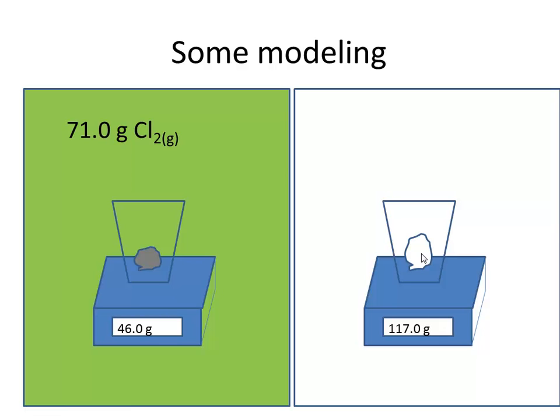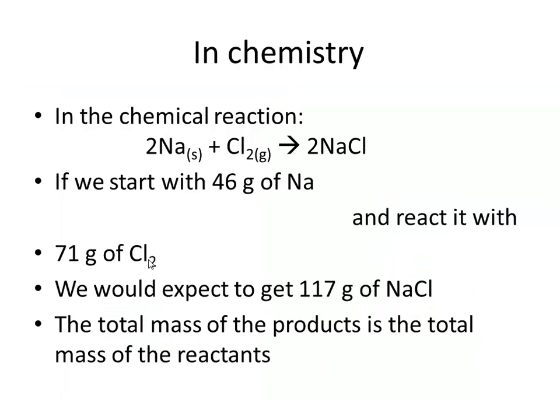Okay? Wait, what are we reacting with? The chlorine, this is 71 grams of chlorine gas. Chlorine gas is a greenish colored gas. Oh, we're putting gas in it? Yeah, so this chamber is full of gas, and this is a cup with sodium metal in it. It's representing this reaction here: 2 Na plus Cl2 makes 2 NaCl.